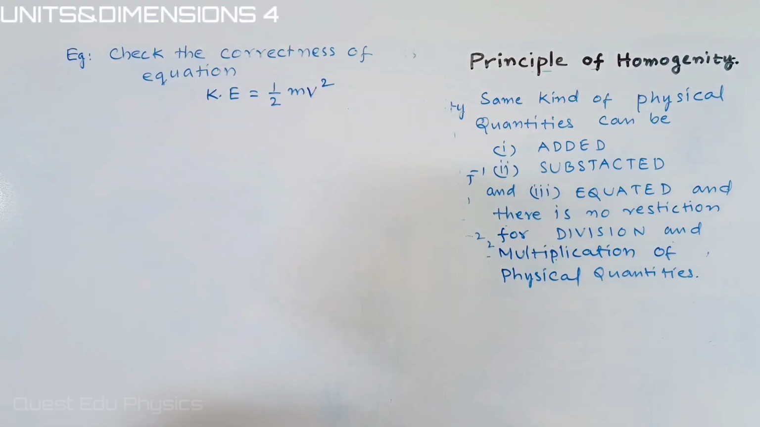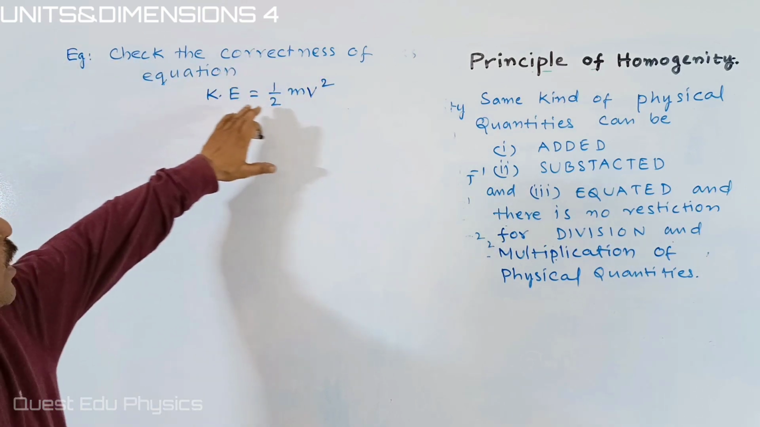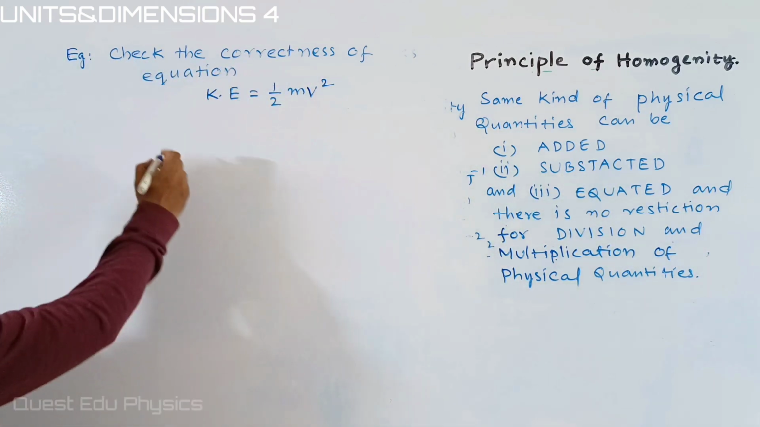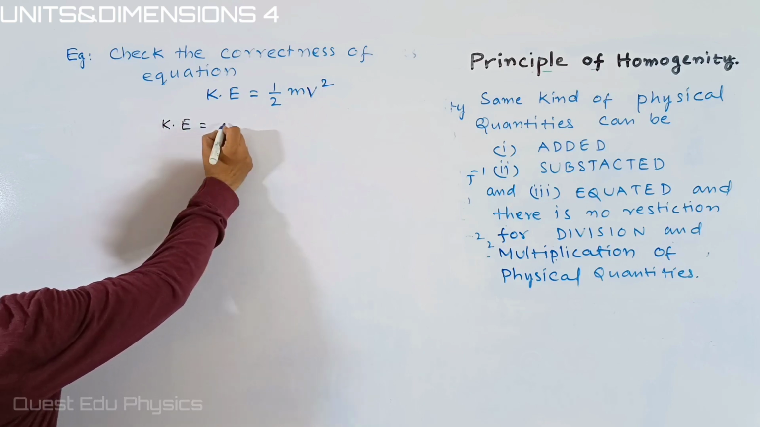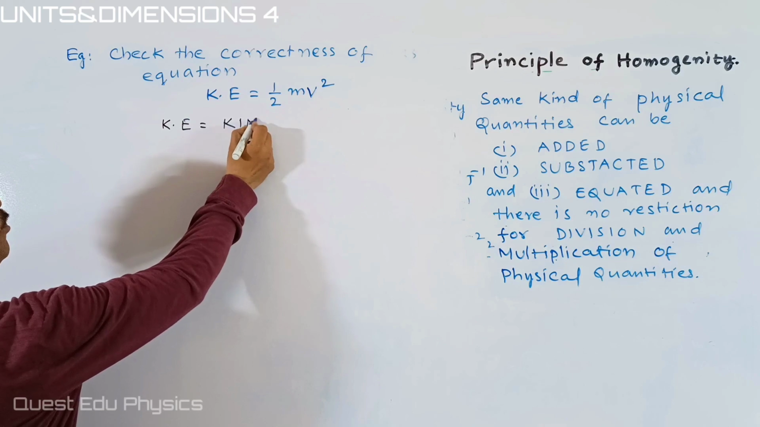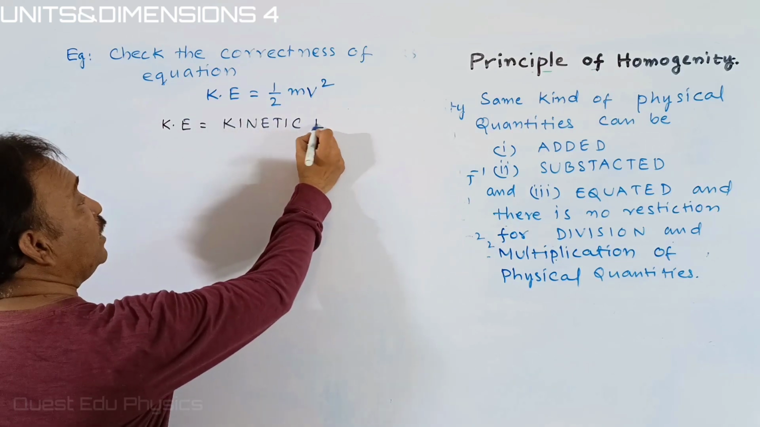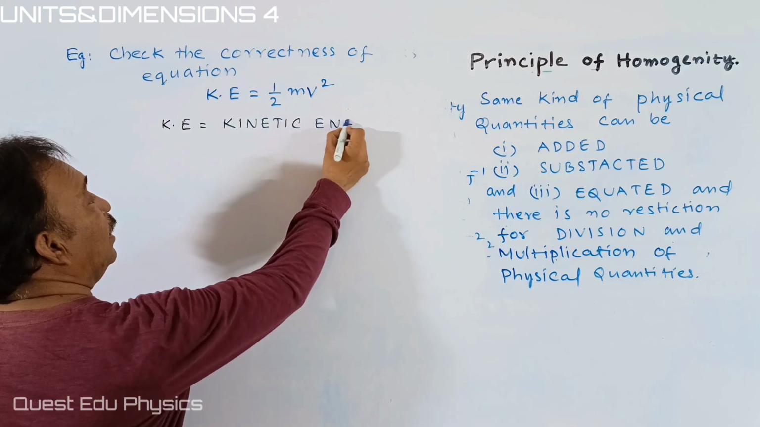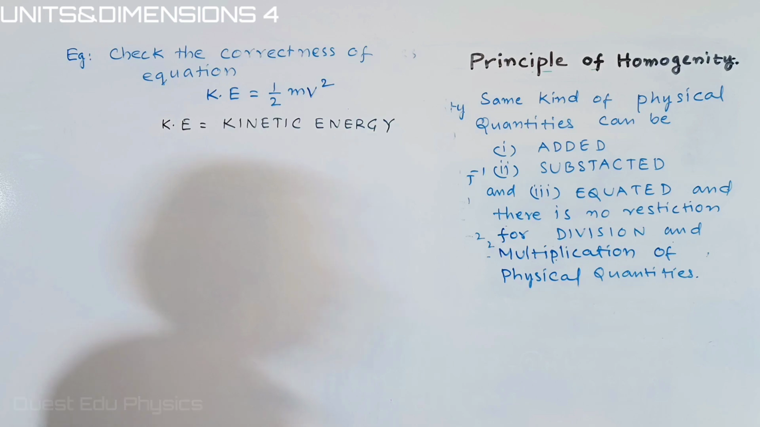Let's do one more. Okay, students, the next problem is asking us to check the correctness of the equation K is equal to half mv square. K means kinetic energy, students. What is kinetic energy? Energy possessed by a body by virtue of its motion, students.